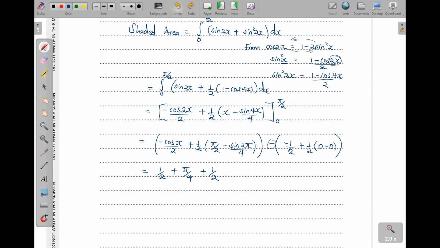Okay. Then after that, this one gives us actually 1 over a half plus a half, which is 1. Then plus pi over 4. So this has to be our answer.